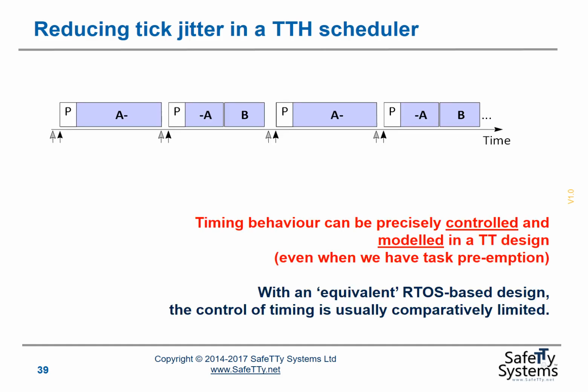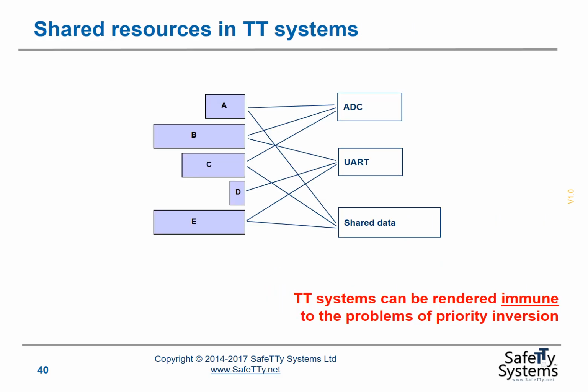The end result is that in a TTH scheduler we can control the levels of tick jitter very precisely. This is a general example. More generally, we can control the timing behavior in a TT design very precisely. So we can control and model the timing behavior in a TT design even when we have task preemption. With an equivalent RTOS-based design, the control of timing is usually comparatively limited. Let's look at one more example of this.